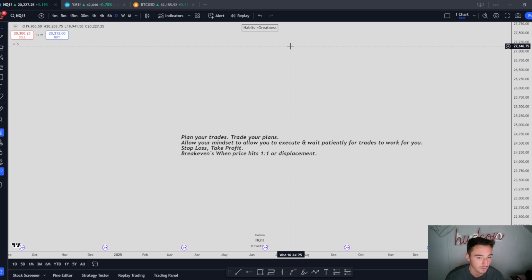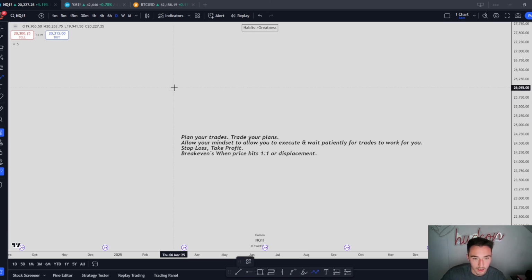Move to break even whenever a trade hits a 1-to-1 or there is heavy displacement towards the direction you think it's going to go. So if you shorted and there's strong displacement lower, just move your stop to break even. I'm talking about soups in this case.